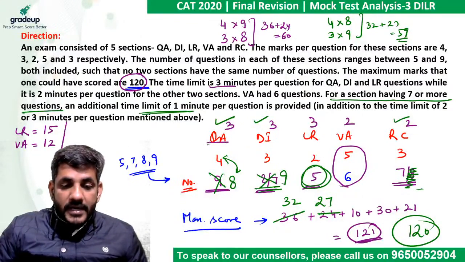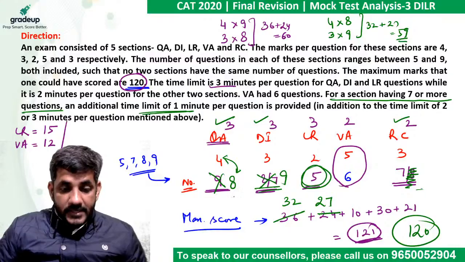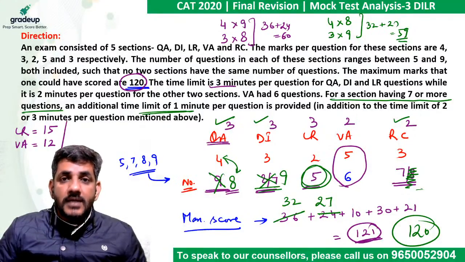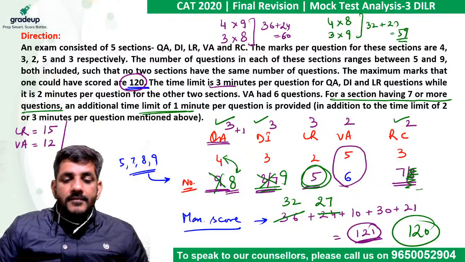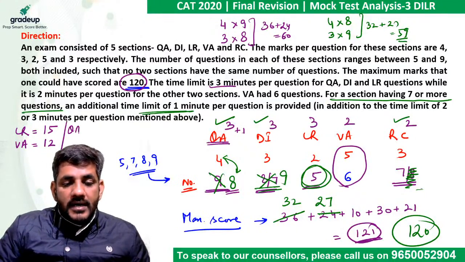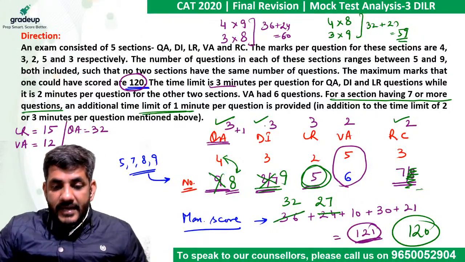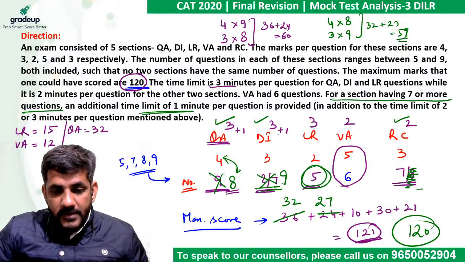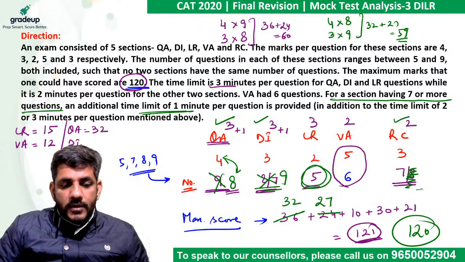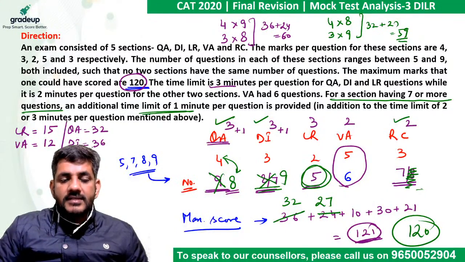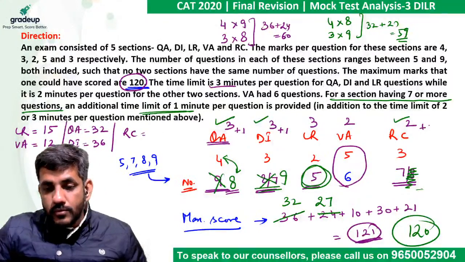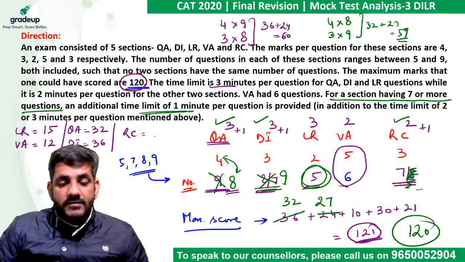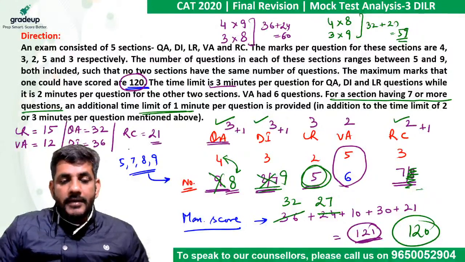तो अगर मैं QA के बारे में बात करता हूं, it has got more than 7 questions, right? इसका मतलब time limit will become 3 plus 1, 3 plus 1 is 4. So QA का time limit is 4 into 8, 32. DI के लिए the time would become 3 plus 1, that is equal to 4. 4 into 9, 36. और RC के लिए the total would become 2 plus 1, 3 into 7, that is 21.